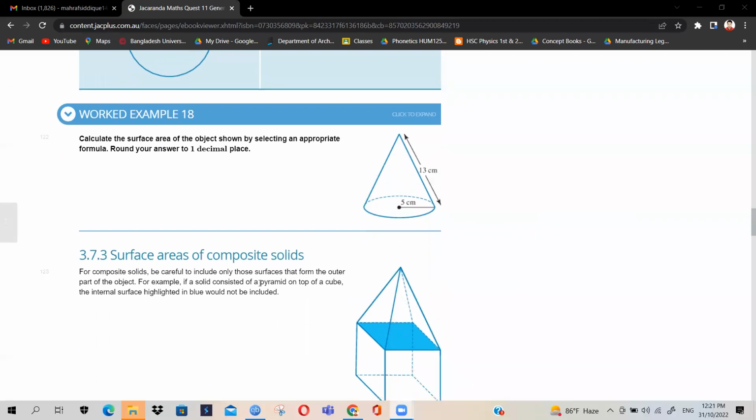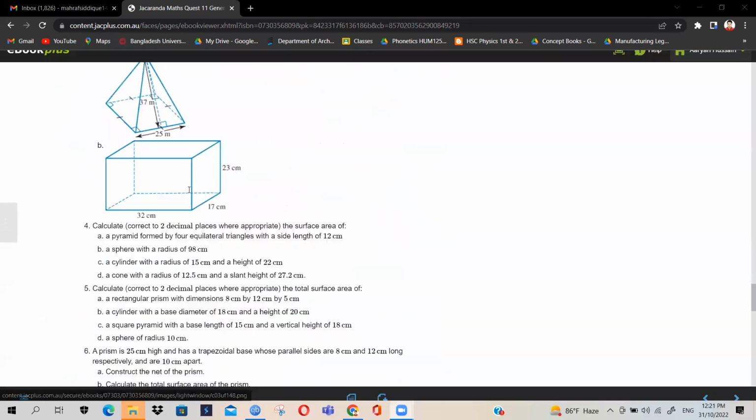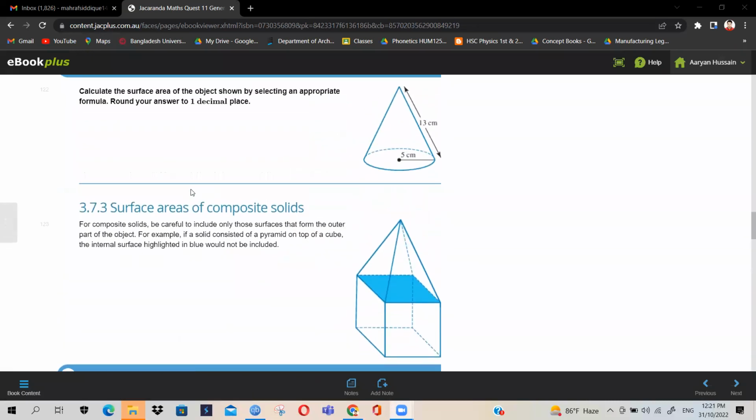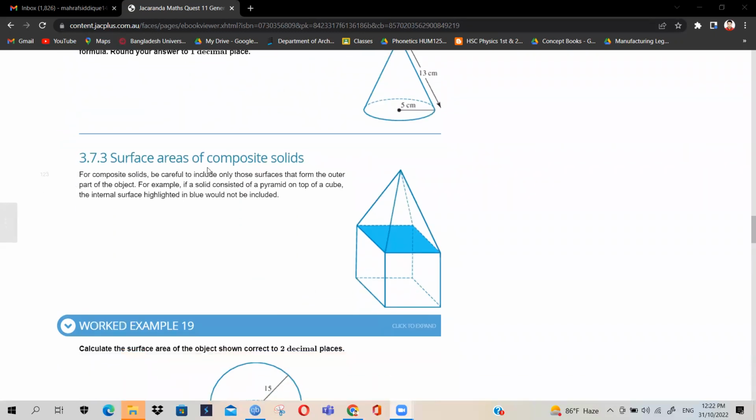At least we have been able to complete this part. Let's see if we can complete the worked examples at least. The worked example: get the surface area of the object shown by selecting an appropriate formula. Round your answer to, okay, so what will it be? Pi r squared plus pi r times 13. Yes. Very easy. Surface areas of composite solids, very easy.